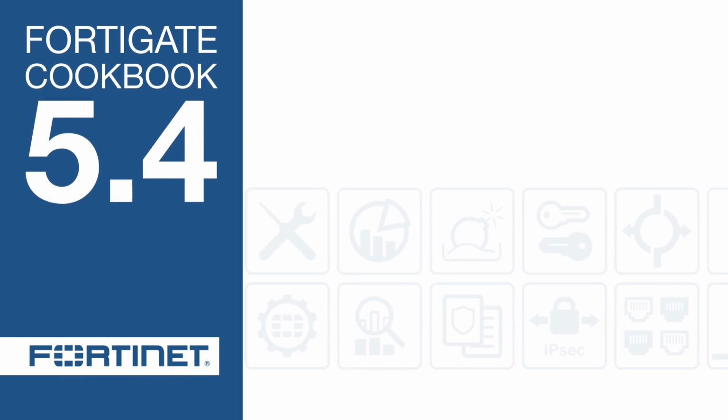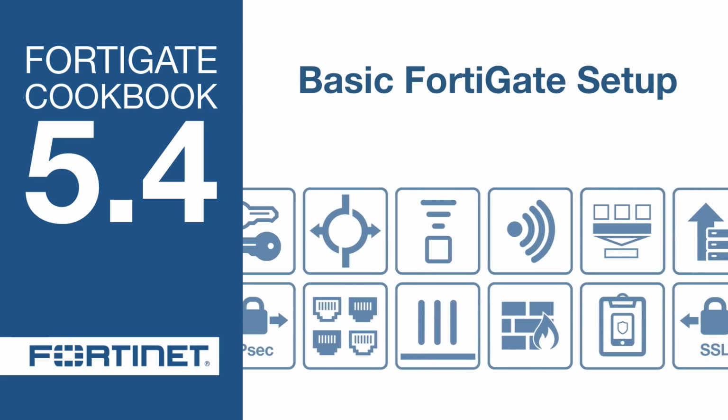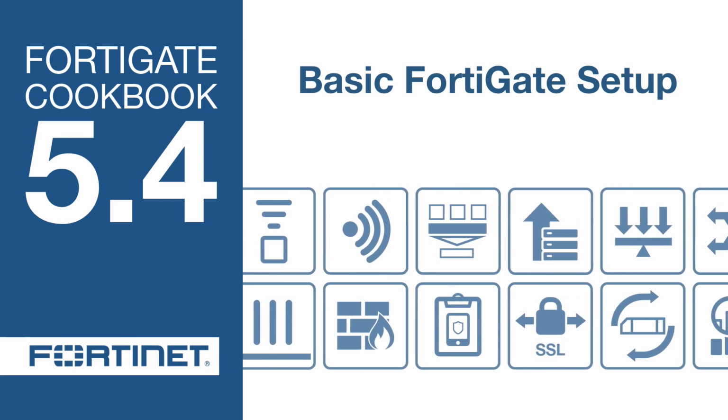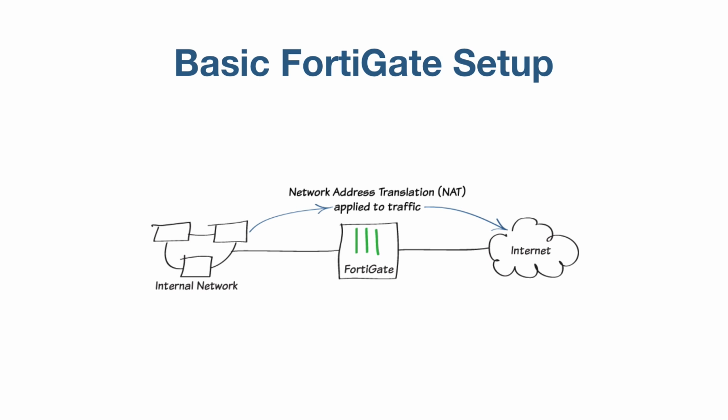In this video, you will learn how to connect and configure a new FortiGate unit in NAT route mode to securely connect a private network to the internet. In NAT route mode, a FortiGate unit is installed as a gateway or router between two networks. In most cases, it is used between a private network and the internet. This allows the FortiGate to hide the IP addresses of the private network using Network Address Translation, or NAT.